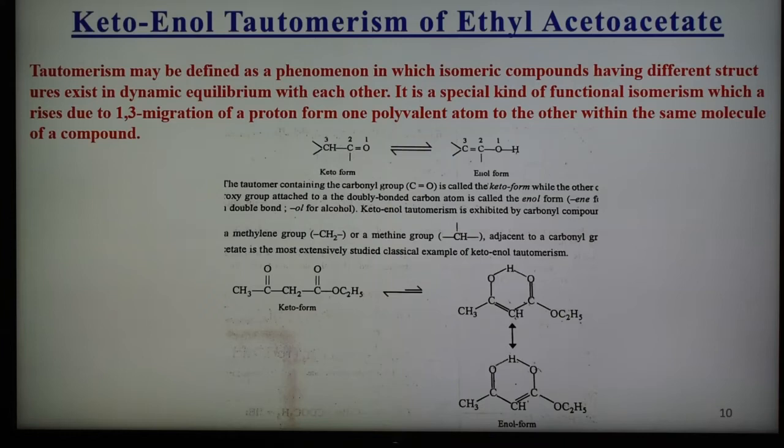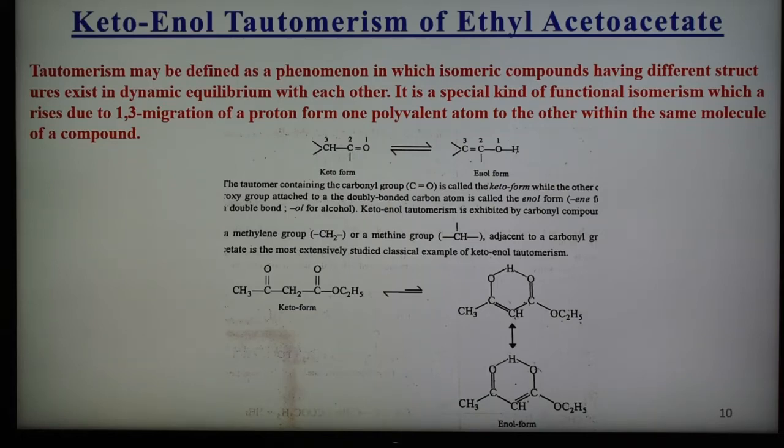Now there is also a keto-enol tautomerism shown by the ethyl acetoacetate compound, and as we know, tautomerism can be defined as the phenomenon in which isomeric compounds having different structures exist in dynamic equilibrium with each other. It is a special kind of functional isomerism which arises due to the 1,3 migration of a proton from one polyvalent atom to the other within the same molecule, and because of this, tautomerism is sometimes known as prototropy. The two isomers obtained are called tautomers, and differ both in the position of a pair of electrons as well as a proton.